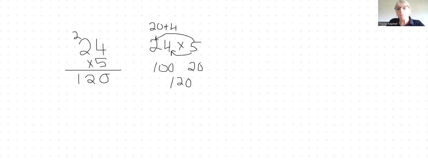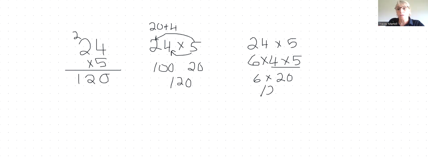Another method is what I refer to as the break apart method. In this one, we break apart the 24 into 2 other factors. And there's many factors for 24, so you have to think about it for a minute. 2 times 12, 8 times 3, 6 times 4. I'm going to choose 6 times 4, and we multiply that times 5. By choosing 6 times 4, I can see that 4 times 5 is 20. And if I multiply that times 6, I get 120. And all 3 of these ways are acceptable ways of multiplying 24 times 5.